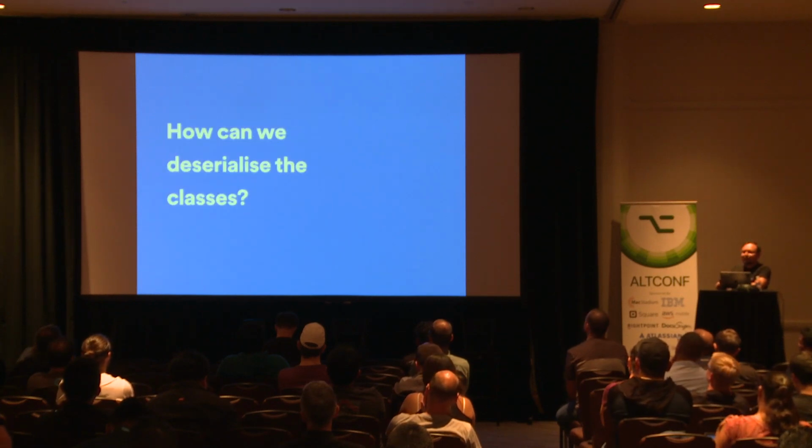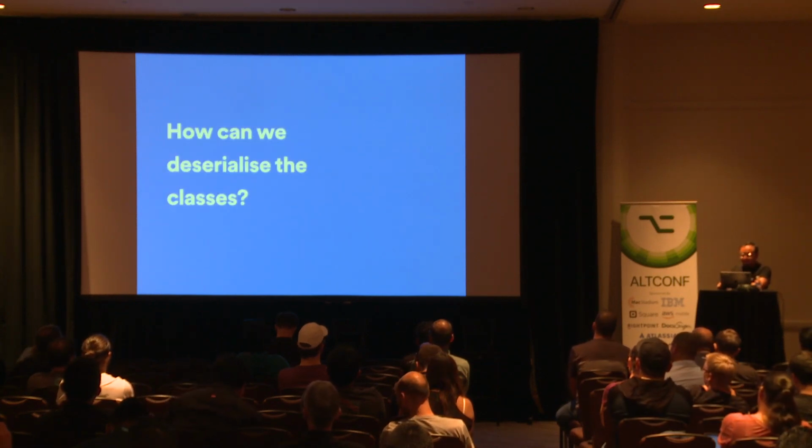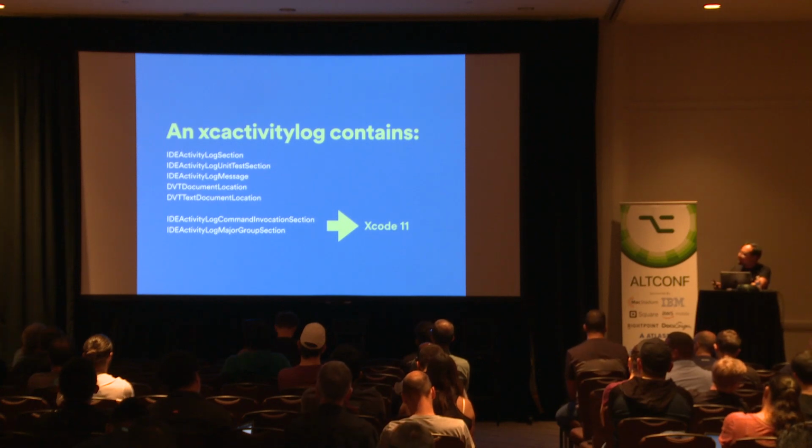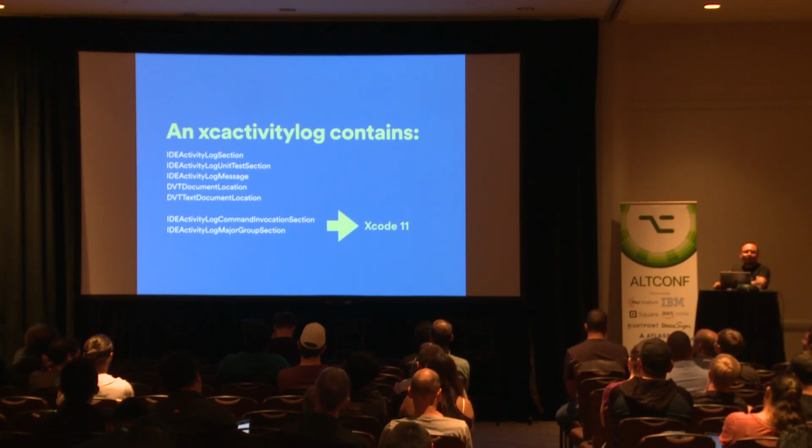How can we know that? So the first thing I did was to list all the class names that we found in the logs. These are the class names that you can find in build and test logs, and in Xcode 11, they added these two. Then I started to look for information about those classes online. And that was my third clue.